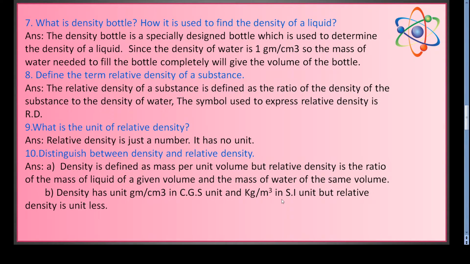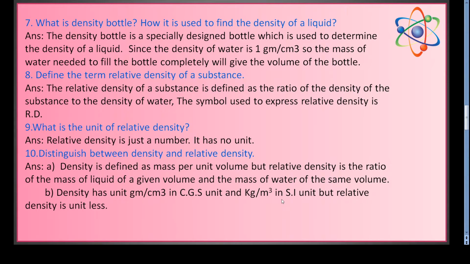Next, question number 8: Define the term relative density of a substance. The relative density of a substance is defined as the ratio of the density of the substance to the density of water. The symbol used to express relative density is RD. Next, question number 9: What is the unit of relative density? As it is a ratio, it is just a number, so it has no unit.